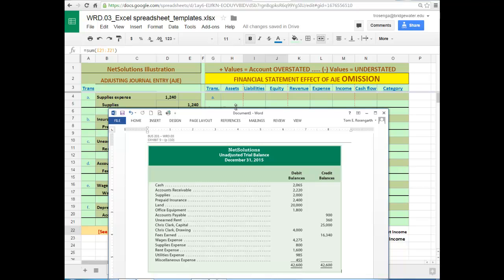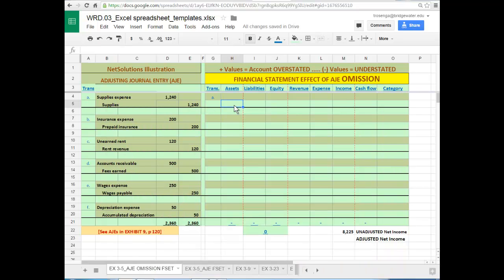Well, supplies would have been overstated by $1,240, and this entry for expenses would not have been made, and so that means that expenses would have been understated by $1,240. So we will enter a negative amount to show the understatement in expense.